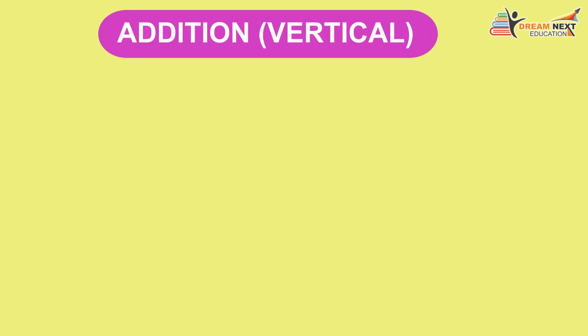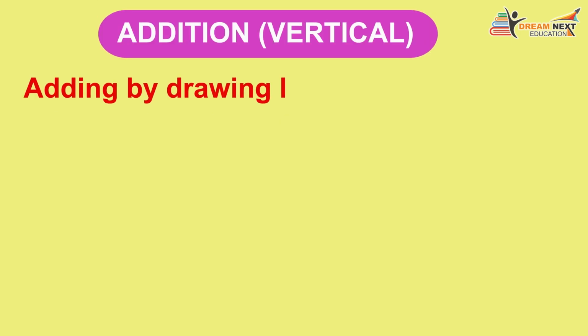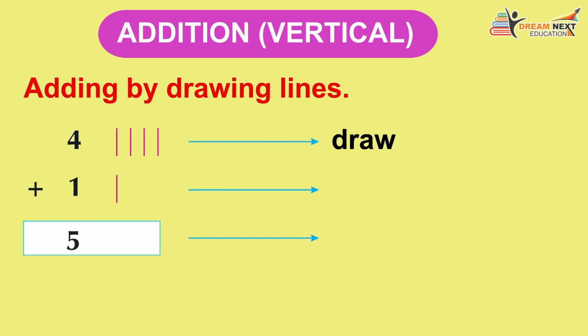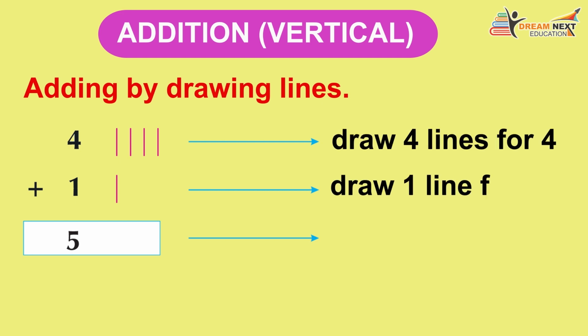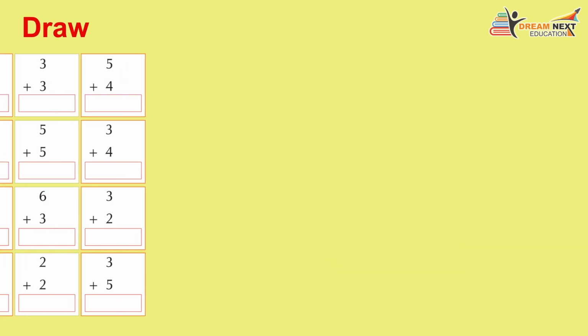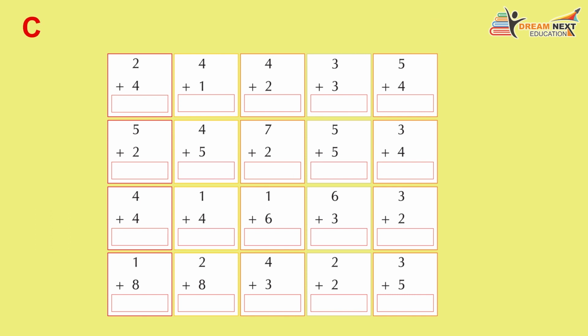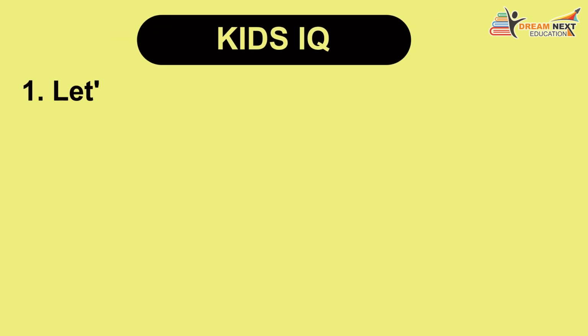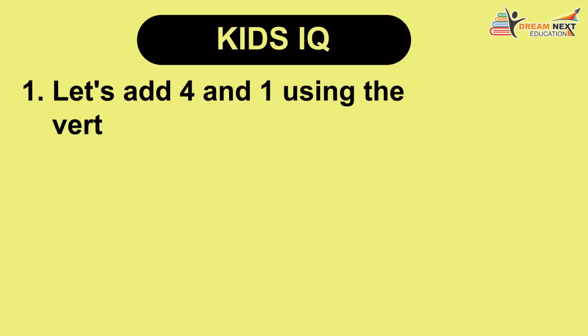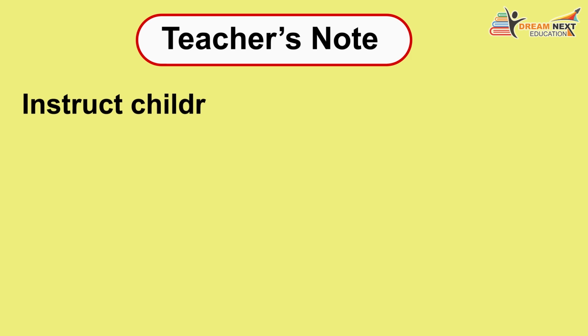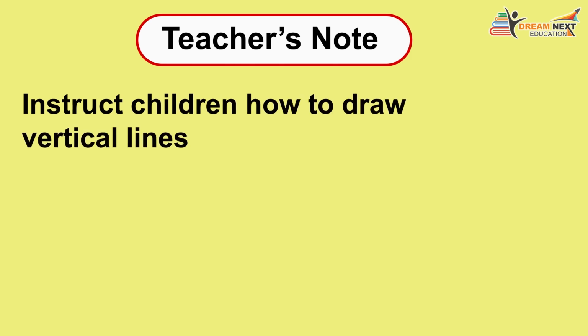Addition. Vertical. Adding by drawing lines. 4. Draw 4 lines for 4. 1. Draw 1 line for 1. 5. Count the lines and write. Draw lines in front of each number. Count the lines and add. Kids IQ. 1. Let's add 4 and 1 using the vertical addition method. Teacher's note. Instruct children how to draw vertical lines.